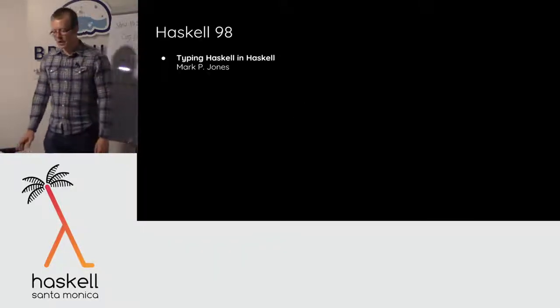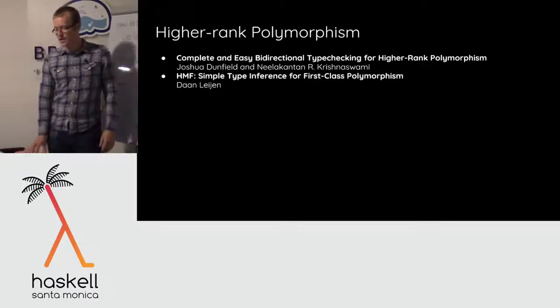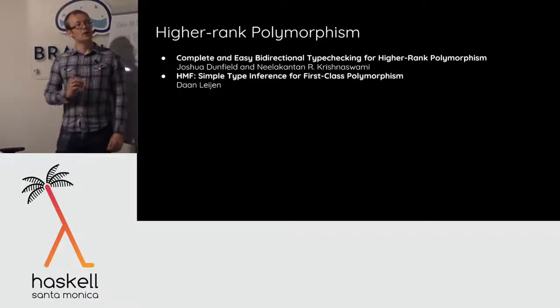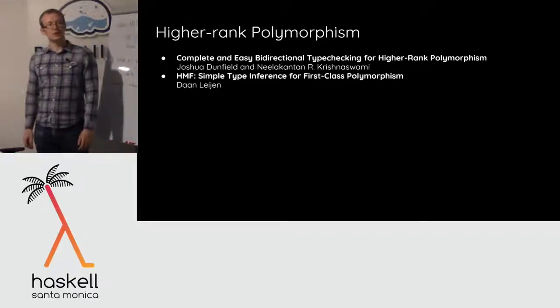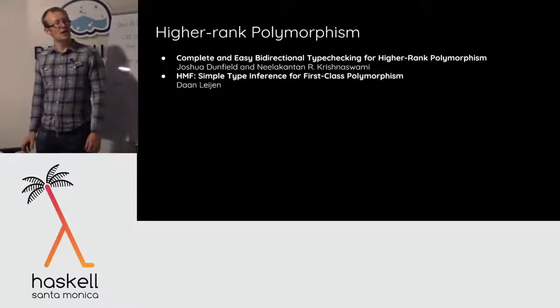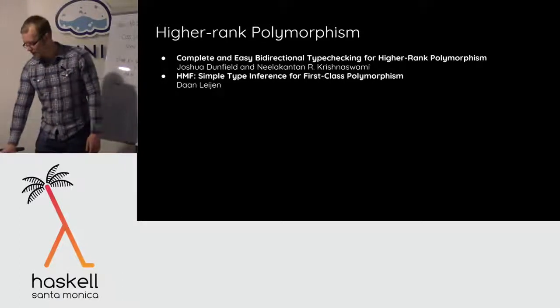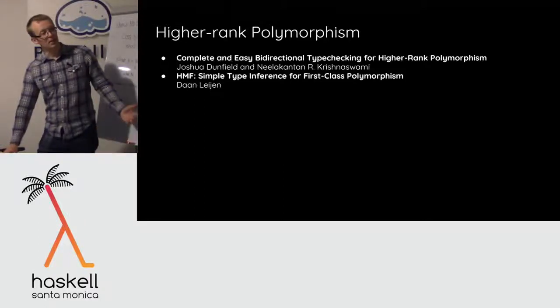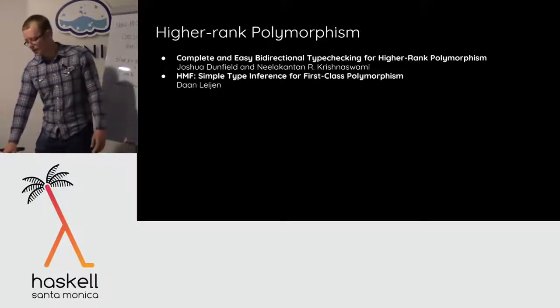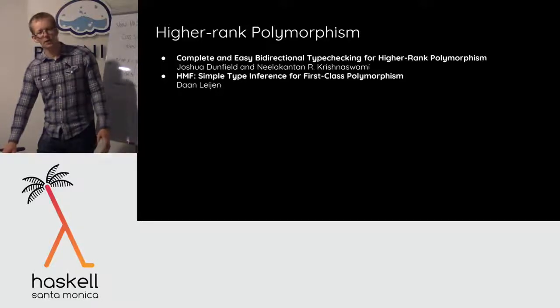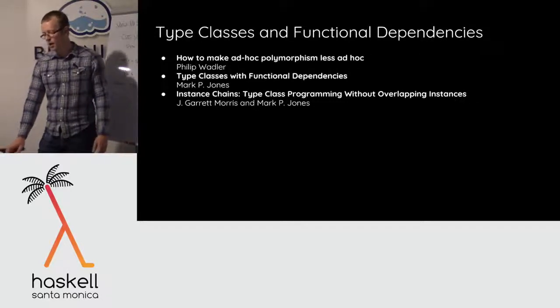I have some references if people are interested. My favorite paper for Haskell 98 inference is Typing Haskell in Haskell by Mark Jones, which is a very easy read, like a functional Perl type of paper. Very much recommend it. If you're interested in higher rank polymorphism, there's a paper called Complete and Easy Bidirectional Type Checking for Higher Rank Polymorphism, which is excellent. I took a lot of cues from that, and the HMF paper is also great, but it's not quite as close to what I talked about, although it does talk about quantification.